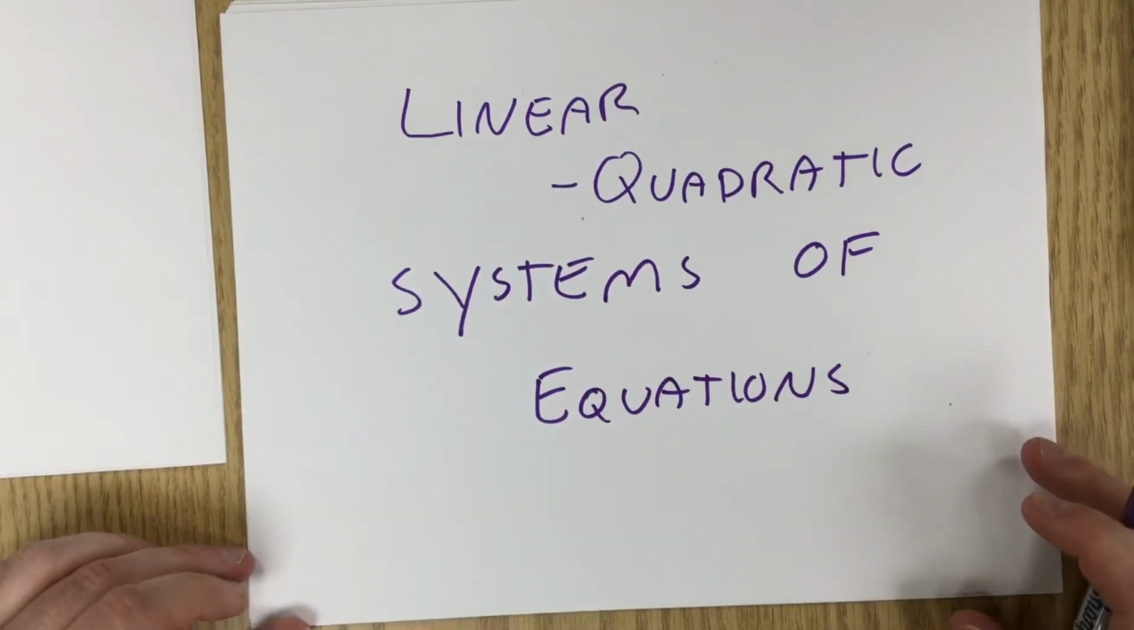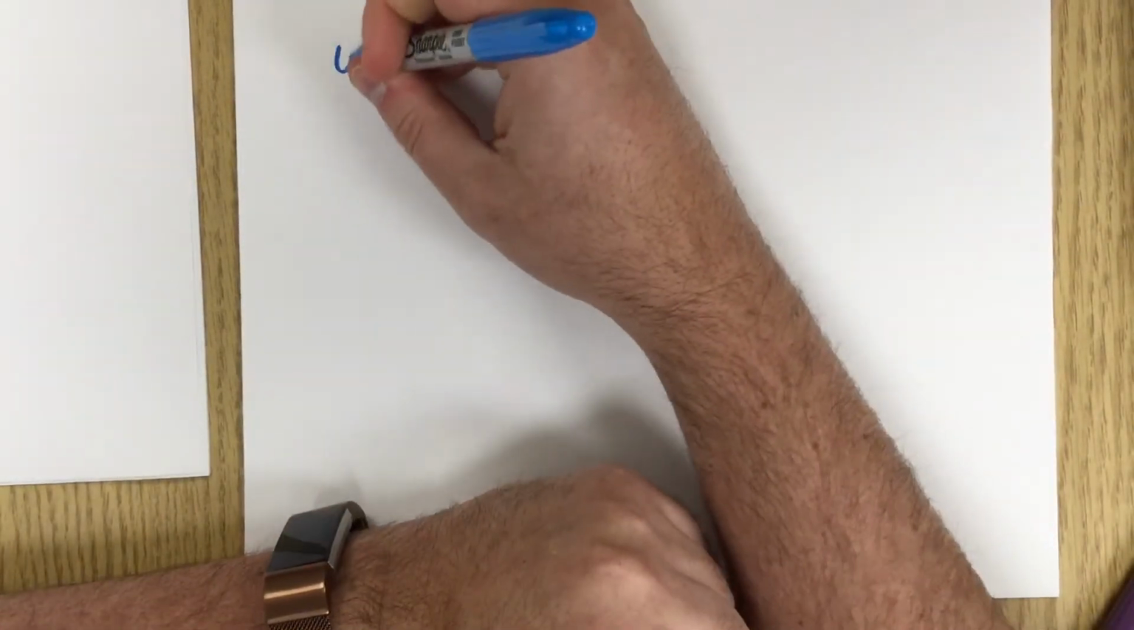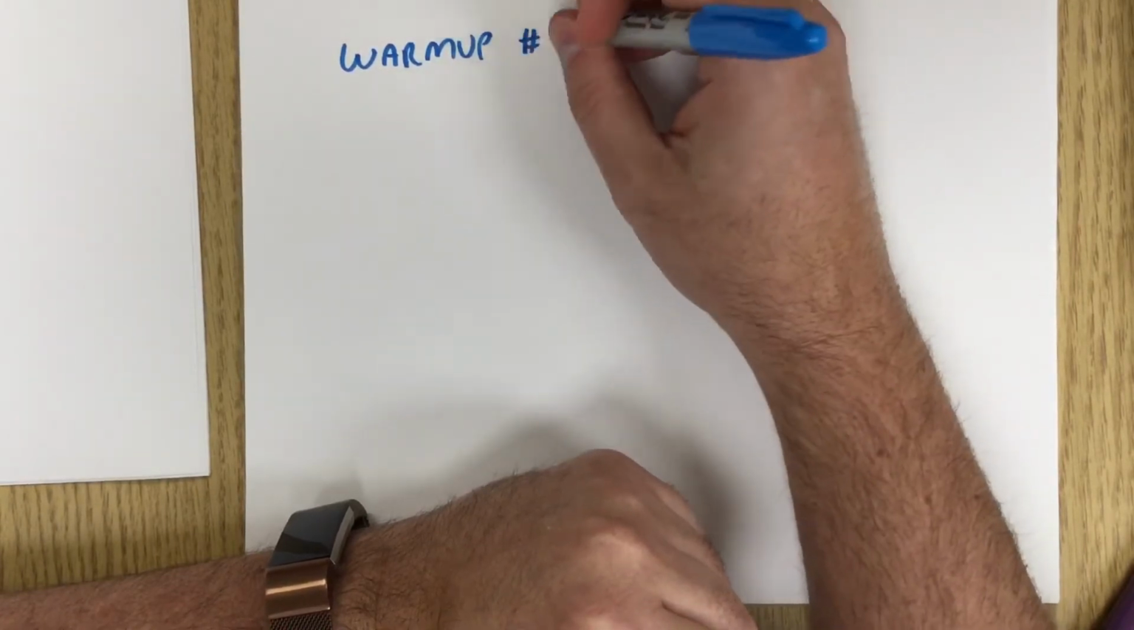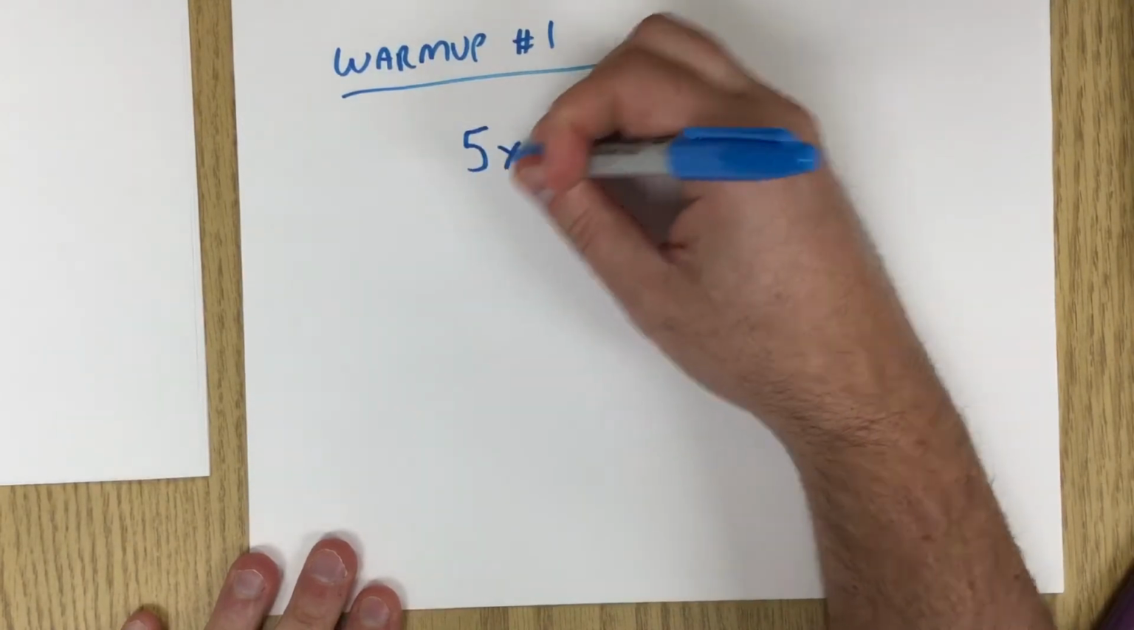We're going to be discussing linear quadratic systems of equations. So we're going to need a warm-up. We're going to do a warm-up. You may not need the warm-up. So what we have is, I'm going to give you a system, a linear system.